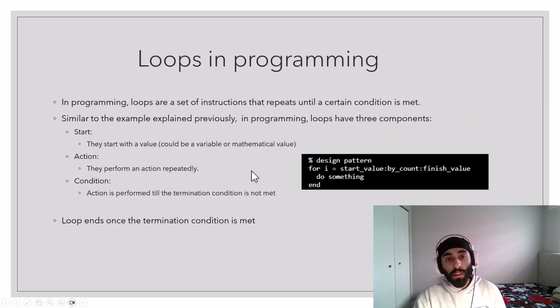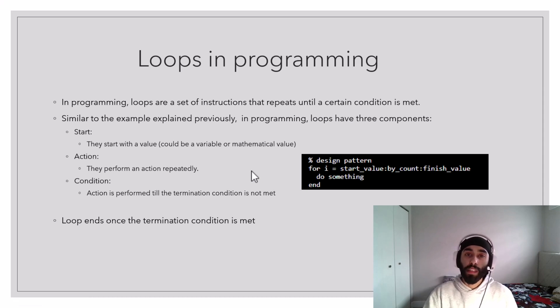Similarly, in programming, loops are a set of instructions that repeat themselves until a certain condition is met. So similar to the example that I explained earlier about the roller coaster, loops also have 3 components. The start, where they start with a value. Action is the action that the code performs inside the loop. And the termination condition, this is the condition which drives the loop, and the loop finishes as soon as the termination condition is met. So now we're going to demonstrate loops using Python turtle graphics.